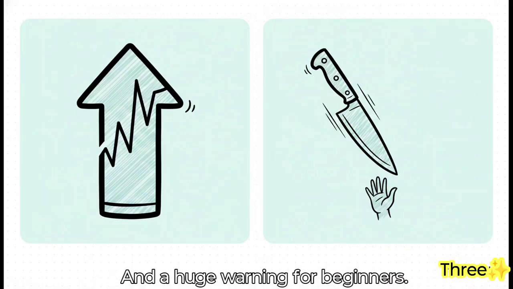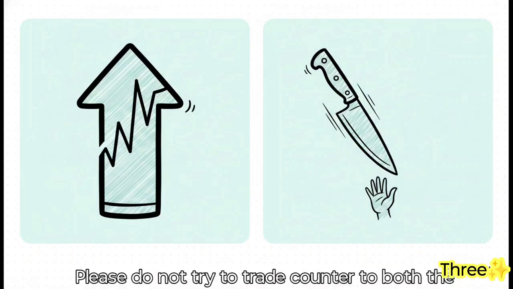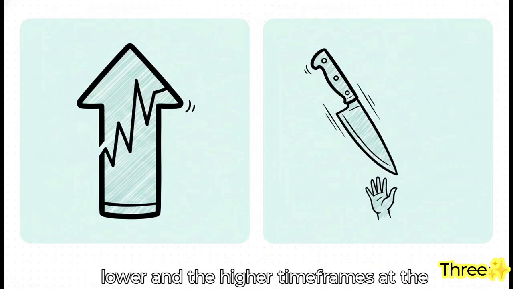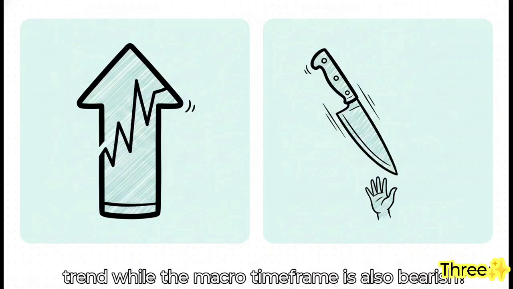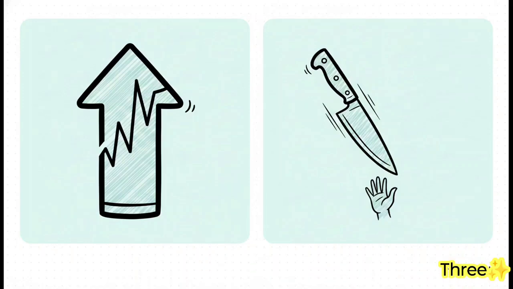And a huge warning for beginners, please do not try to trade counter to both the lower and the higher time frames at the same time. Trying to buy in a bearish lower time frame trend while the macro time frame is also bearish, that is literally just catching a falling knife.